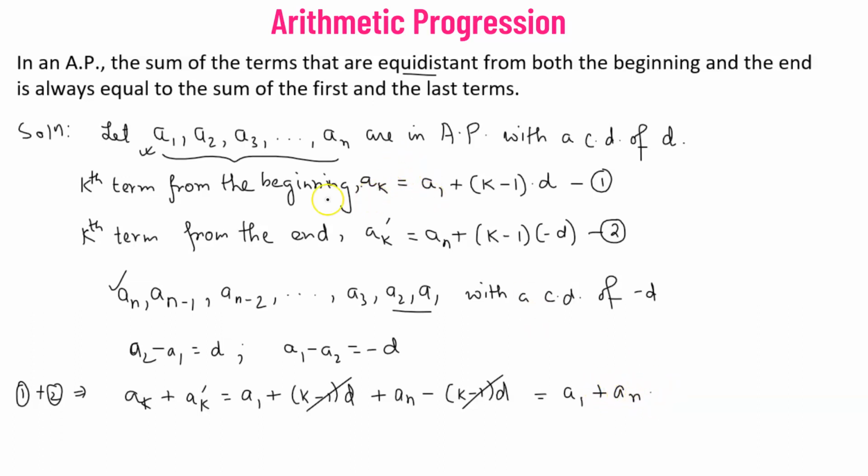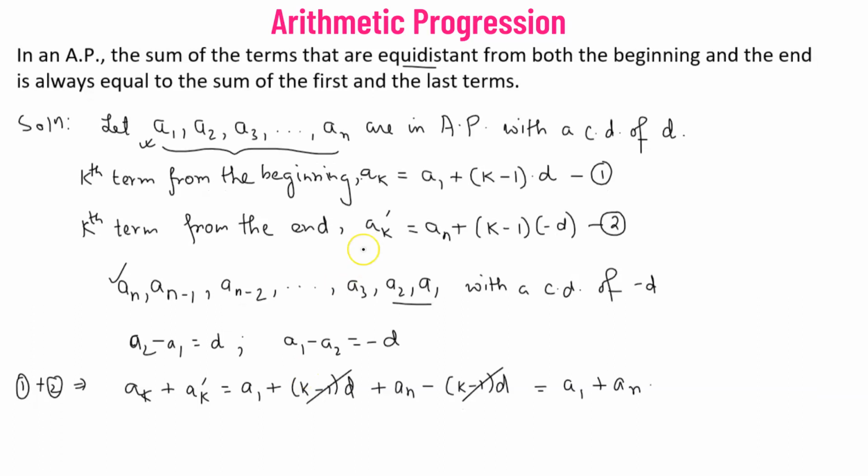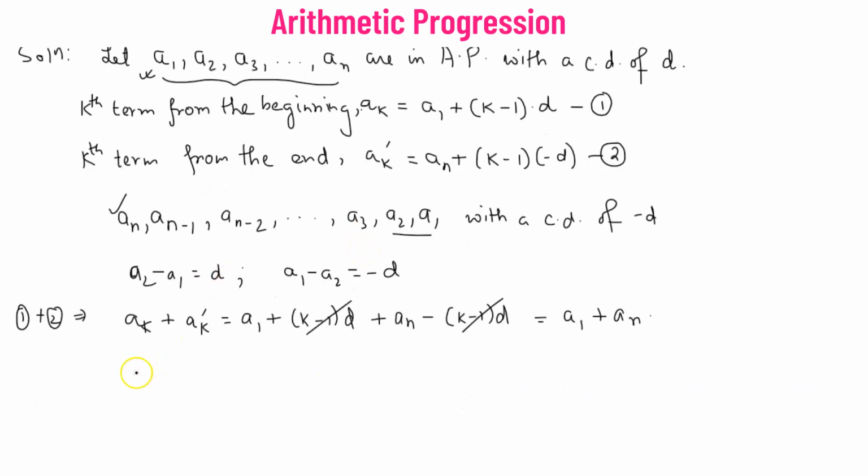So we have successfully shown that whenever we take the kth term from the beginning and add it to the kth term from the end, this is always going to be equal to the sum of the first term and the last term. So that means this is also going to be true if we take the second term from the beginning and add it to the second term from the end. What's the second term from the end? That's an minus 1. Regardless of what we take, this is also going to be equal to the first term plus the last term. Similarly, if we take the third term from the beginning and the third term from the end, which is an minus 2, that sum is also going to be equal to the first term plus the last term.